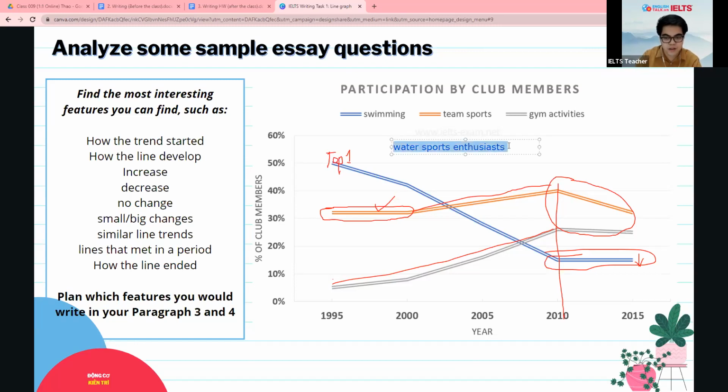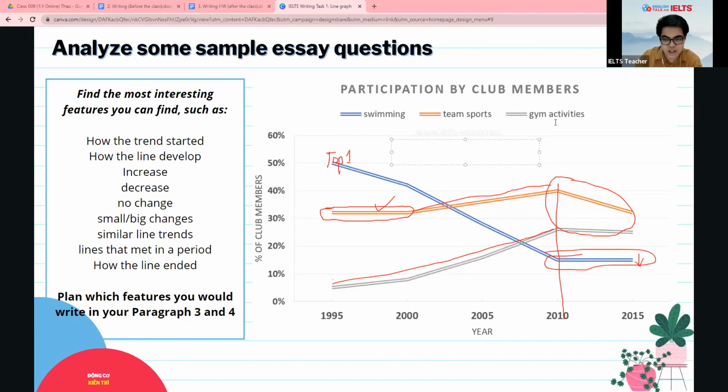Team sports, you can say team athletes. Orange, right? 30%. Unchanged percentage was recorded, blah, blah, blah. Okay, in the 1995 to 2000, unchanged percentage was recorded in terms of the athletes in the club, like that.